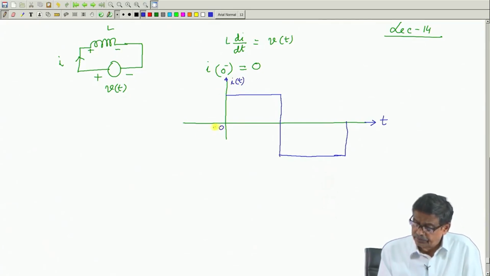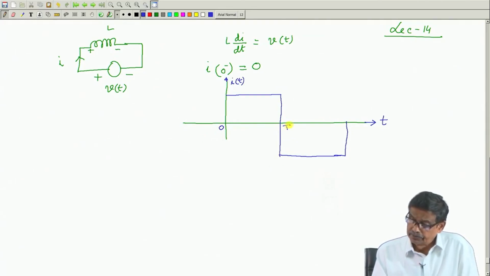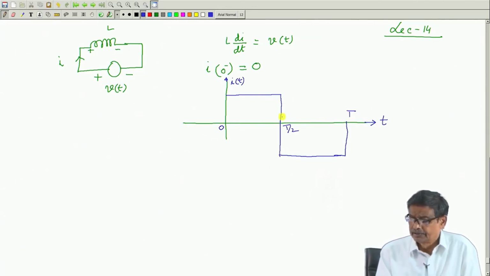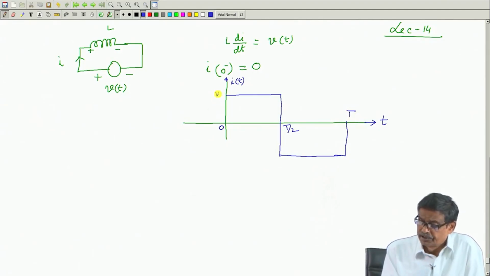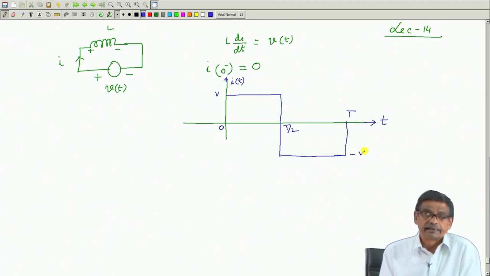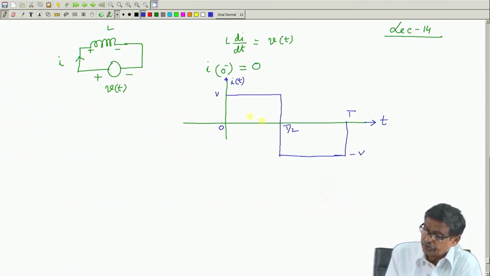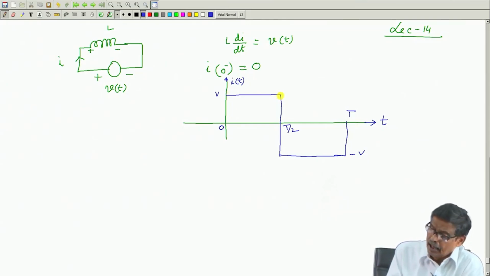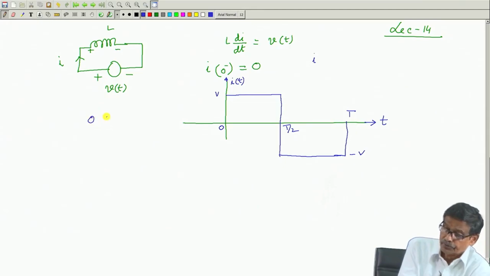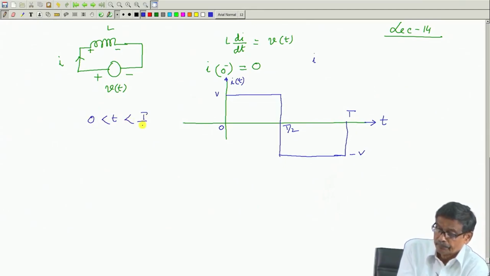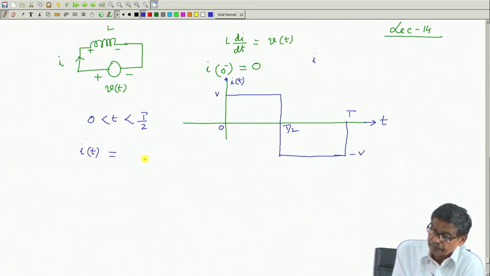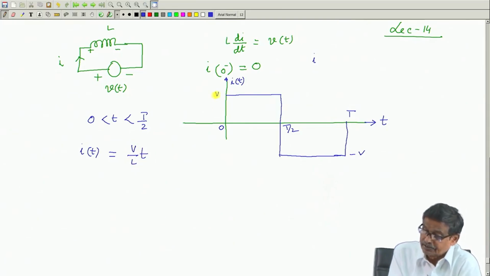Therefore, suppose this is 0, this is T by 2, this is suppose T. I apply a square voltage of magnitude V and this is also minus V. Let us see what we can tell. Between 0 to T by 2 you have applied a constant voltage. I am not going to solve this circuit. We know that I t between 0 to T by 2, the current of the inductor will be V by L into T straight, because V is a constant level voltage.